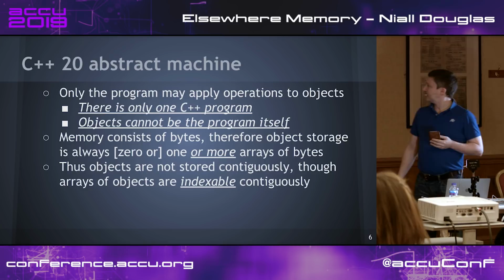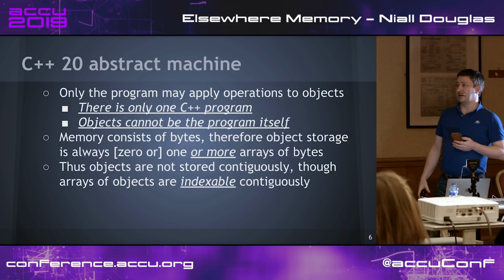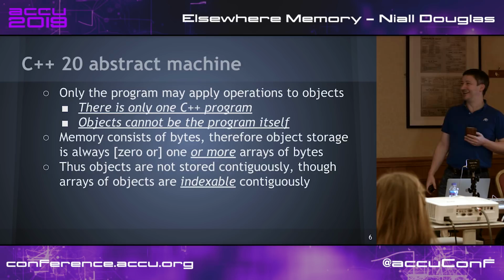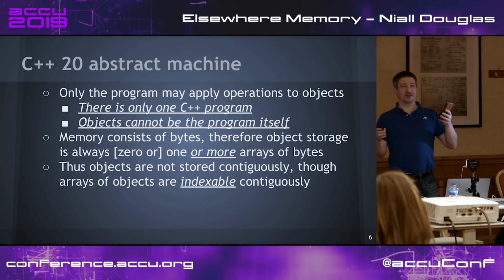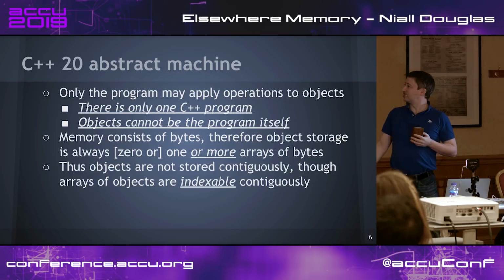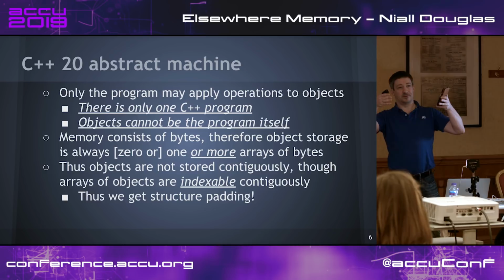Also, there's padding, because one of the interesting things of the PDP-11 back in the day was that it was a bit crap at doing non-power-of-two increments. So as a result, when they were doing arrays, they made a very simple array indexing operator, which meant that all of the objects could be packed together, and they had to be indexable contiguously. And the corollary of that is you have to get structure padding coming out of that, because if you don't put the padding between the objects in an array, you have to put the padding within the actual objects itself.